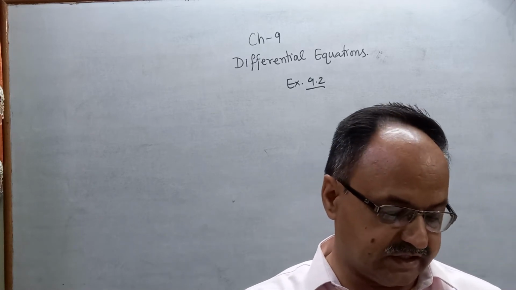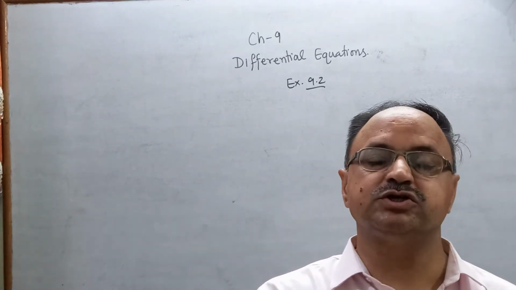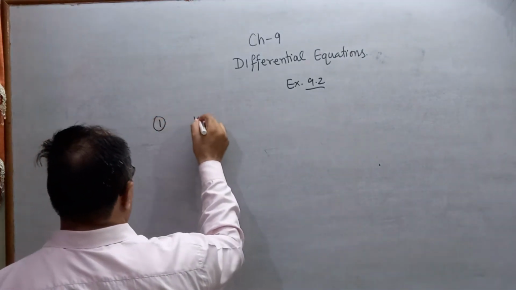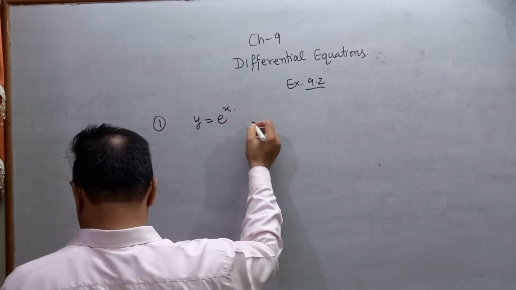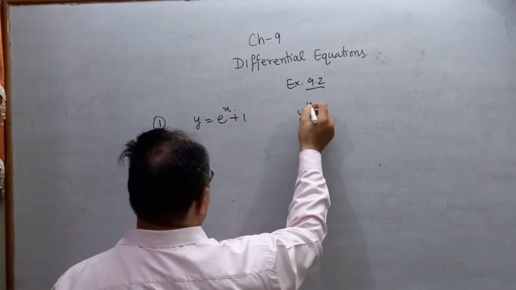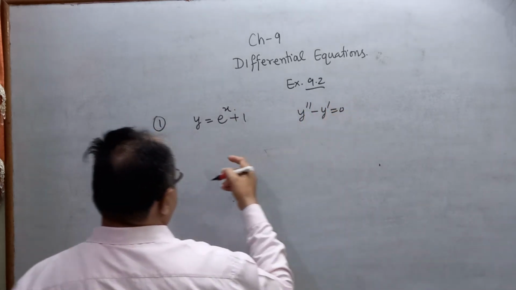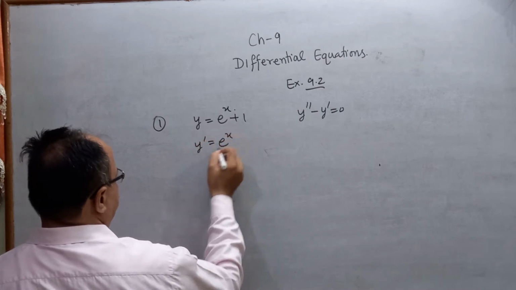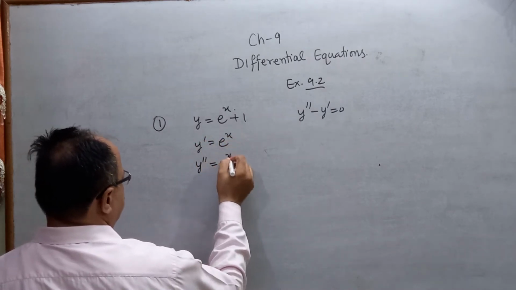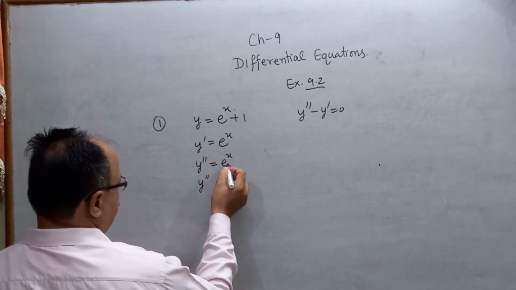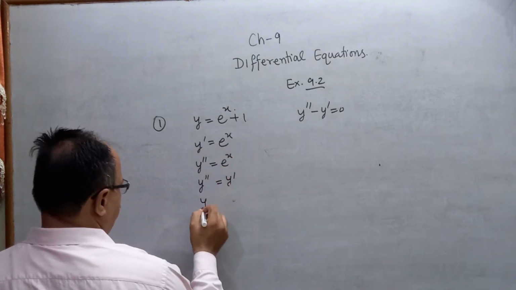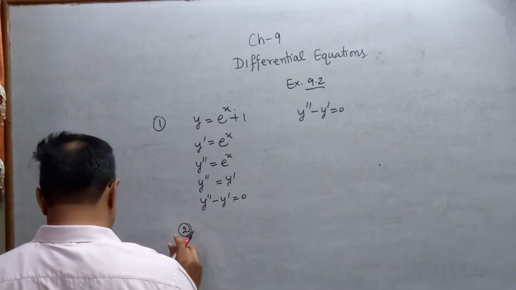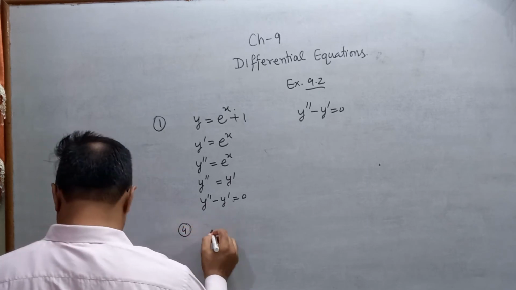In each of the following exercises, verify whether the given function is the solution of the corresponding differential equation or not. Question number 1. y is equal to e to the power x plus 1, and you want to prove y double dash minus y dash is equal to 0. Y dash is e to the power x, y double dash is e to the power x, and in place of e to the power x you can write y dash. Therefore y double dash minus y dash is equal to 0.